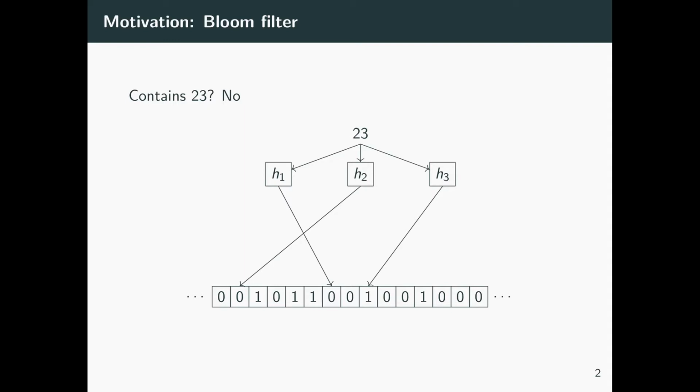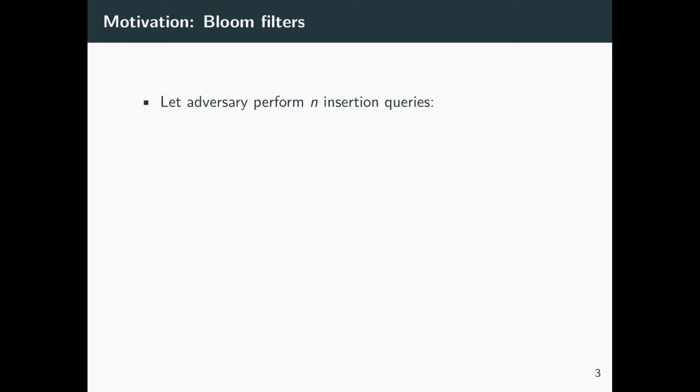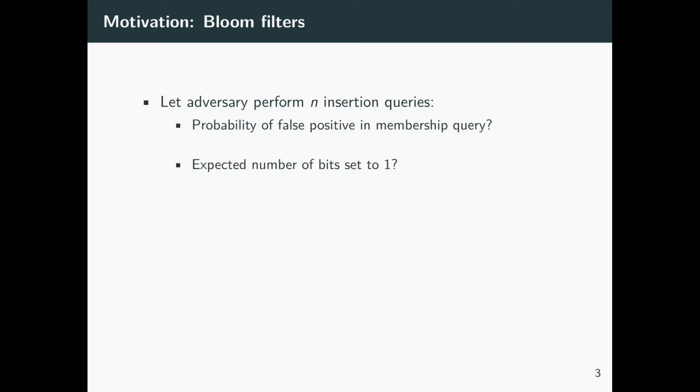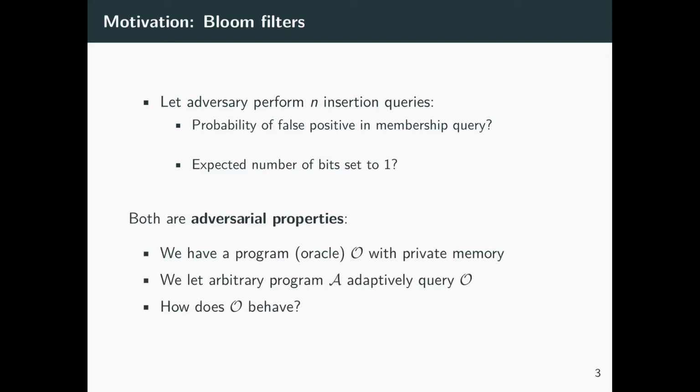This last point motivates a family of attacks known as pollution attacks. The idea is that an adversary makes a number of insertion queries and tries to set as many bits to 1 as possible to increase the probability of a false positive in a membership query. So after n insertion queries, we may ask ourselves, what is the probability of a false positive? Or a related question, what is the expected number of bits that will be set to 1? Both of these are adversarial properties.